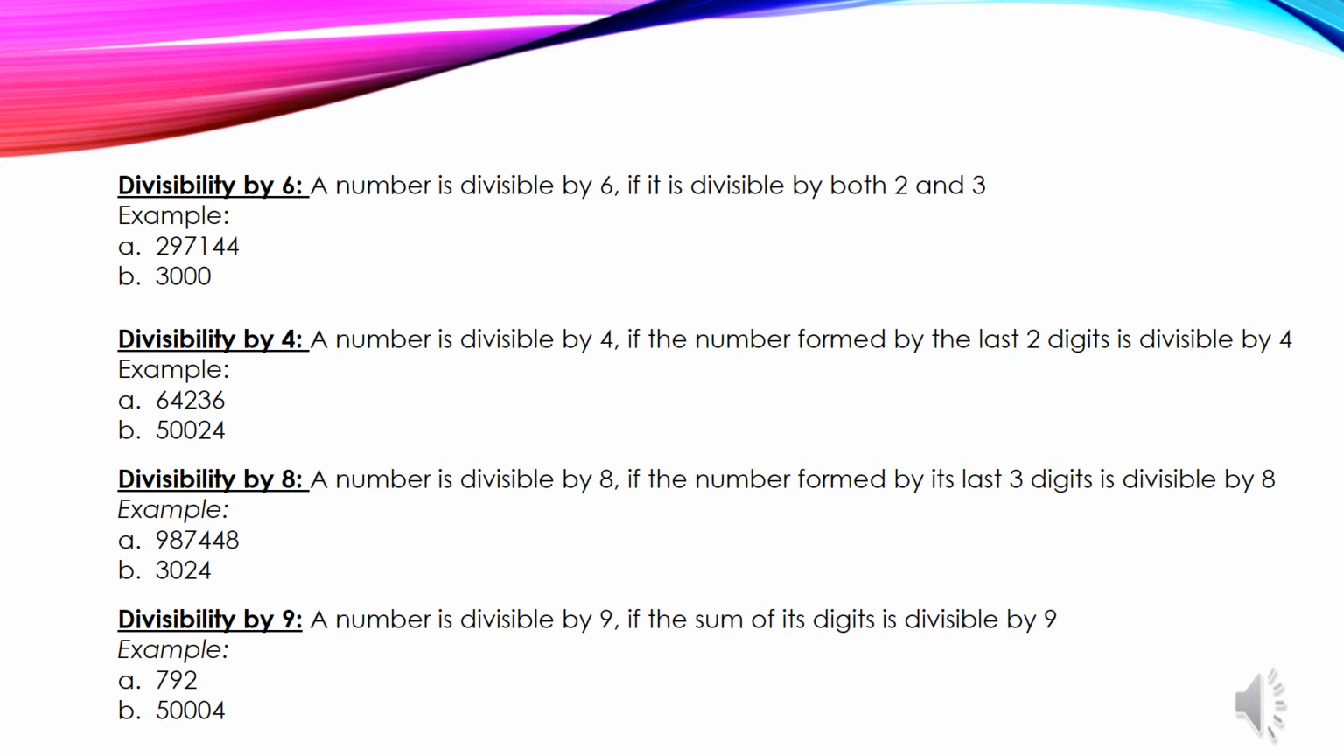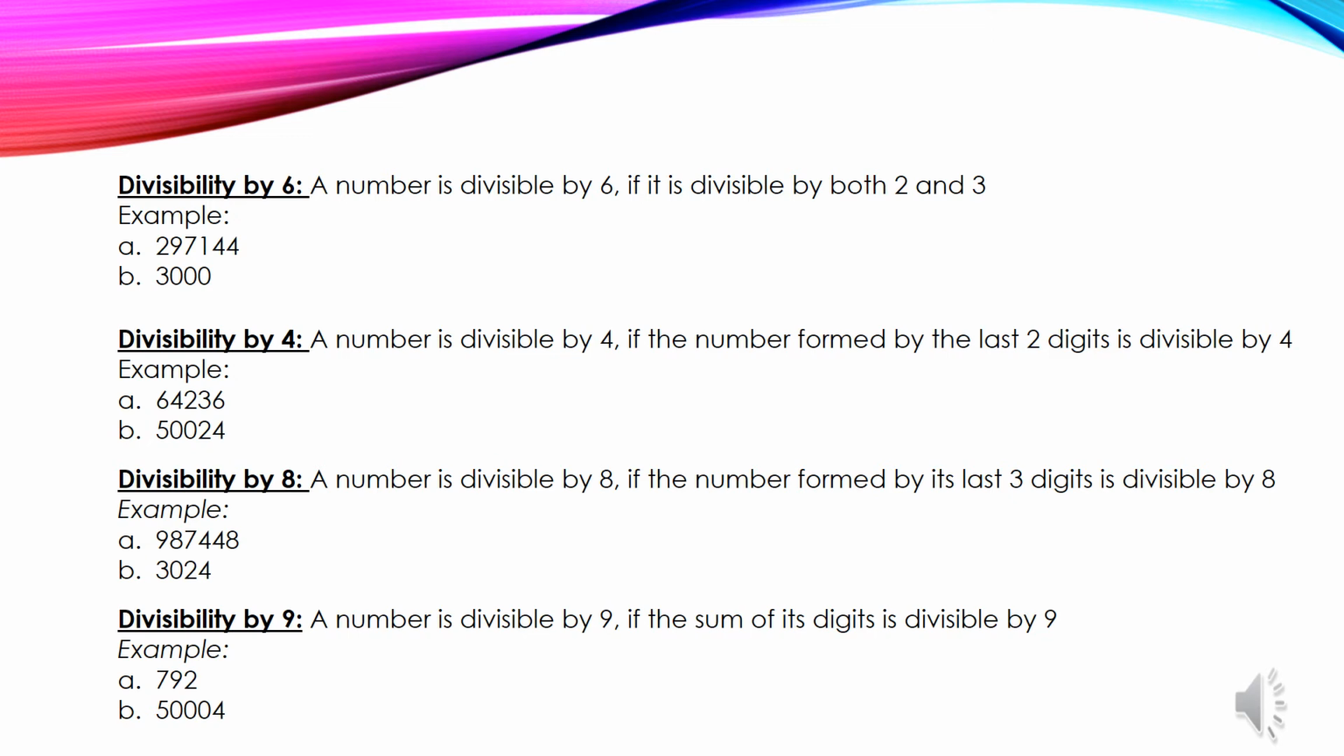Now the number 297,144, we checked that it is divisible by 3 and 2. So finally we can conclude that the complete number is also divisible by 6. Okay. In the second case also there is 0 in the units place, so it is divisible by 2, and the sum is 3, it is a multiple of 3. So the complete number 3000 is divisible by 6.